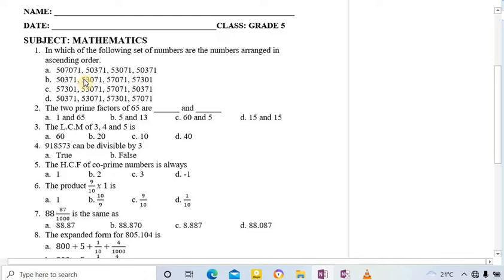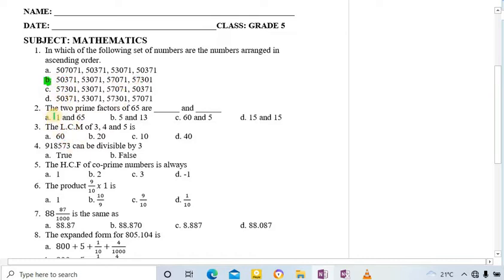Okay, we're looking at B. The second value after B is 53071. The same is for D. And the third value, 57071. And this is where they differ, 57301. It tells you this is bigger than the value in B, which is smaller than this one. So it means in arranging in ascending order, B stands out. Alright, so this is the right arrangement.